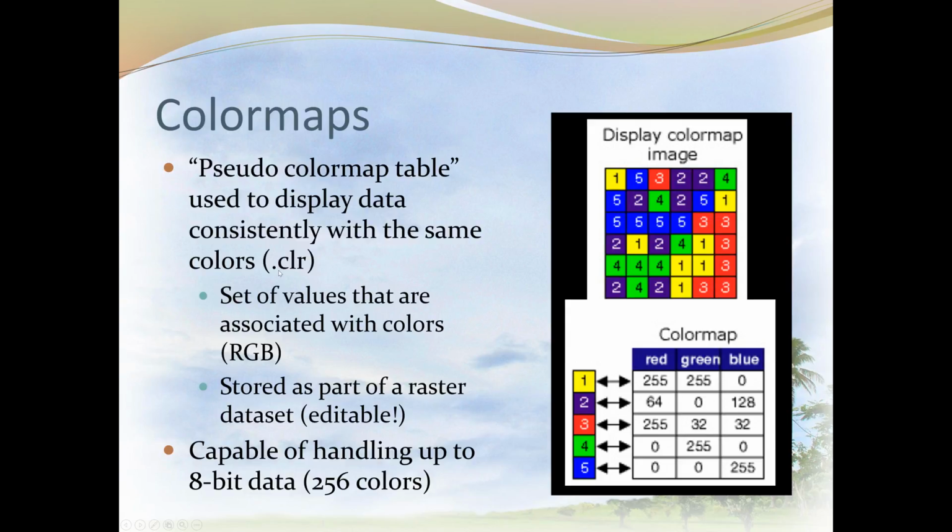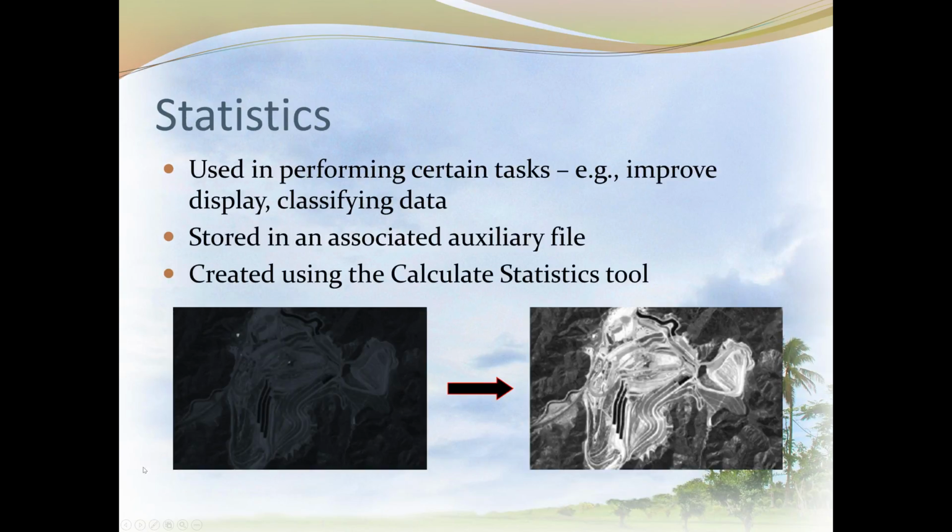CLR is the extension for the file, and a set of values that are associated with colors, RGB. So when we do it in Windows Explorer, we can look it up, and it is stored as part of a raster dataset, editable, and capable of handling up to 8-bit data, 256 colors. So statistics, when we do statistics, we use them in performance of certain tasks, improved display, classifying data, and stored in an associated ancillary file created using the calculate statistics tool.